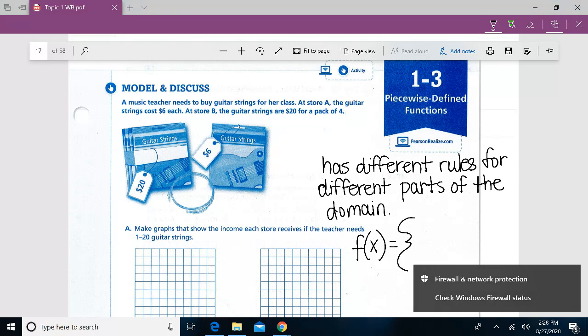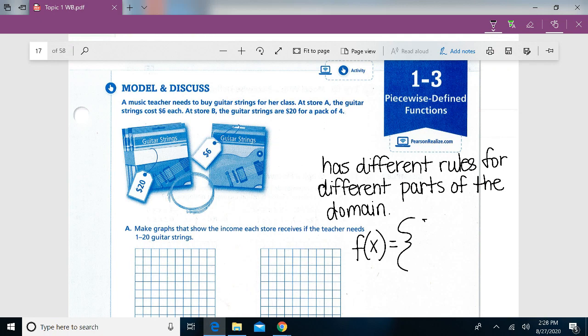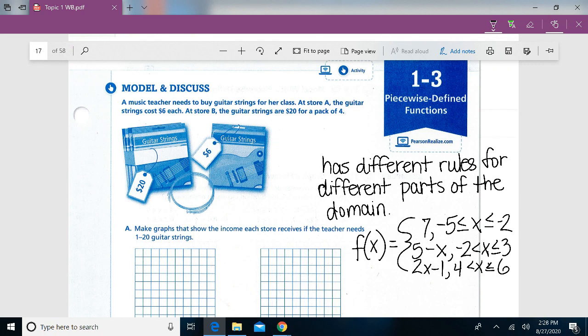F of x equals 7, if -5 is less than or equal to x, less than or equal to -2. Or you might see 5 minus x if -2 is less than x, less than or equal to 3. Or you might see 2x minus 1 if 4 is less than x, less than or equal to 6. So this is what a piecewise function might look like.